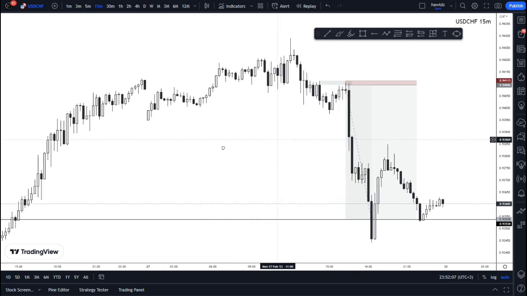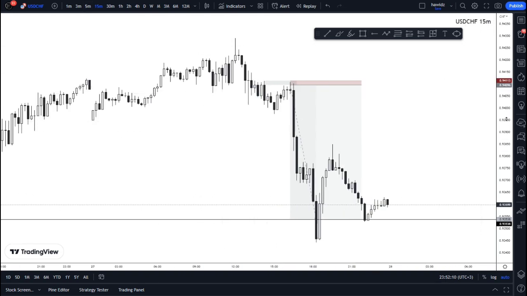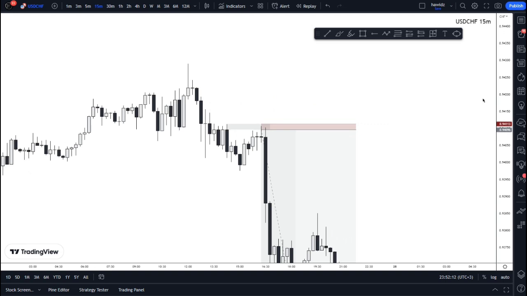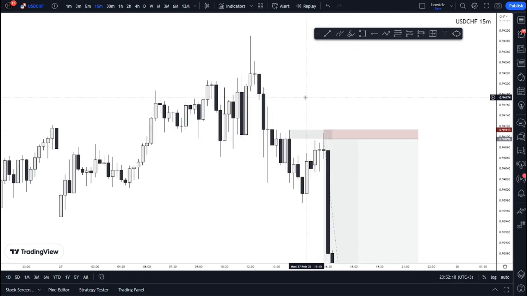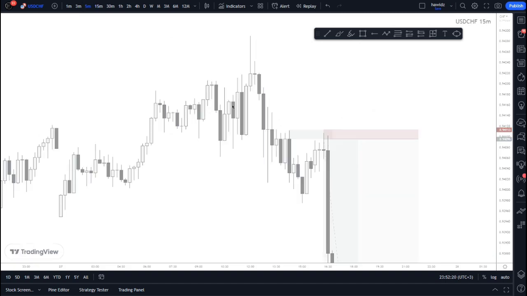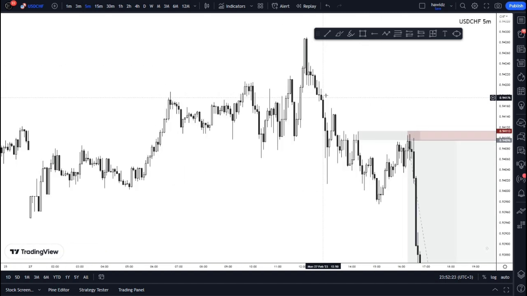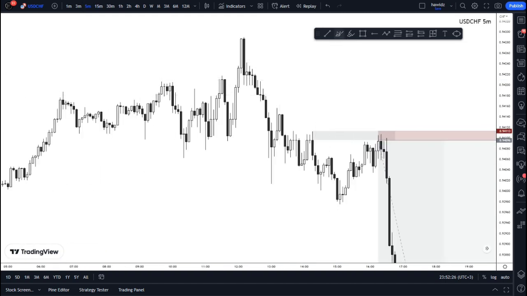So, coming onto today's market, this is the USD CHF pair. This is the trade that I particularly want to talk about. So coming into today's market, let's just go to the 5-minute chart and see how structure aligned very beautifully.